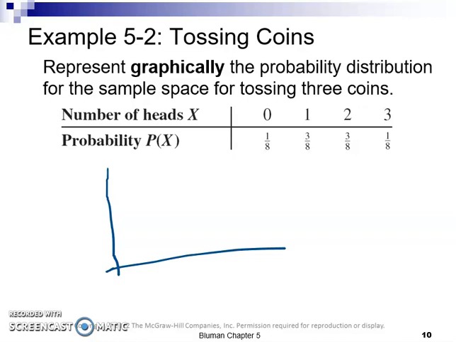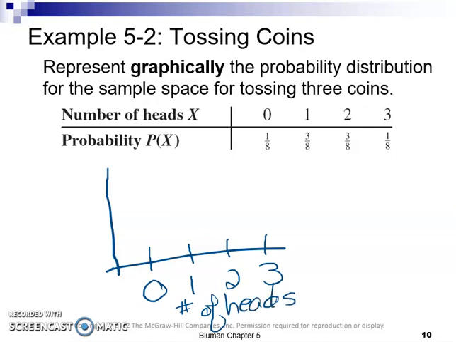I know yours are much better than this, but we want to mark off the horizontal axis with the values of X. So that's going to be the 1, 2, and 3. That's the number of heads. And then our y-axis are going to be the probabilities of that occurring. So that's the probability for those number of heads. And notice here our probabilities go from 1/8 up to 3/8. So I would probably just mark it off like that.